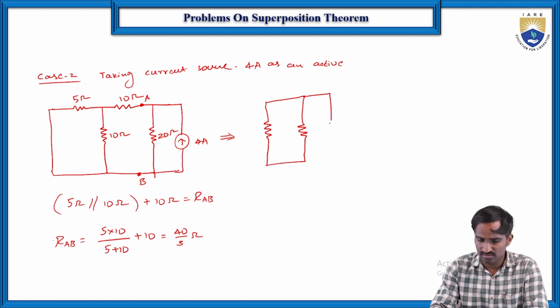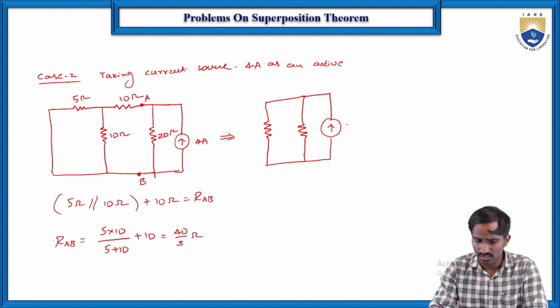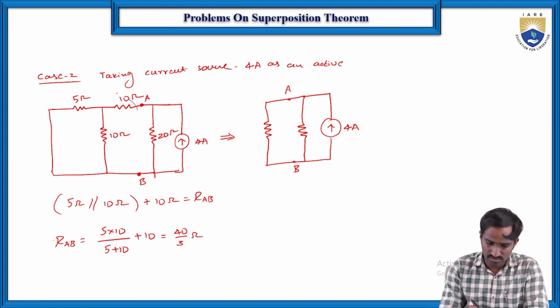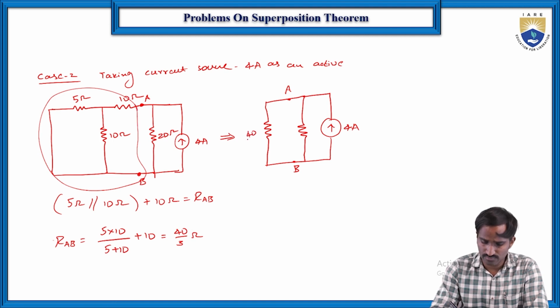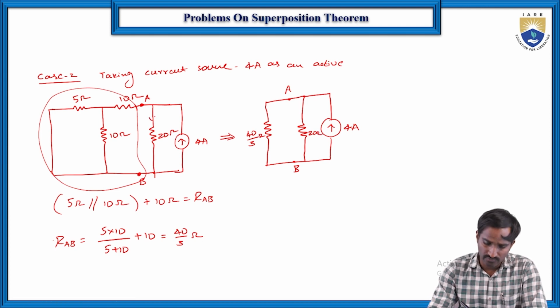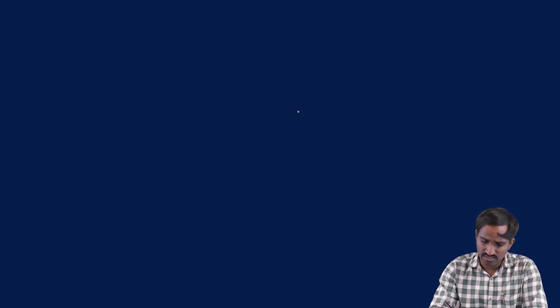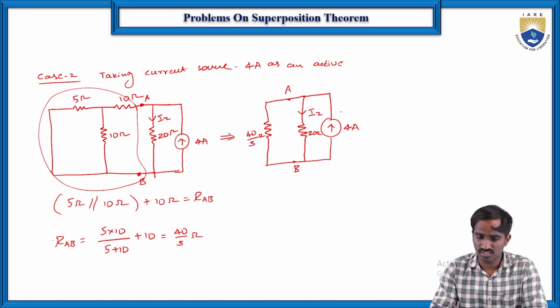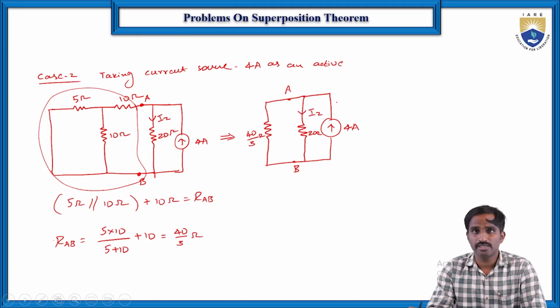And again here the current source is there, which is 4 amperes. Here A and B are the terminals we considered. In between A and B, the total equivalent value is 40 by 3 ohms, and again here it is 20 ohms. Let us consider the current flowing through this 20 ohms as I2, and here it is the total current.